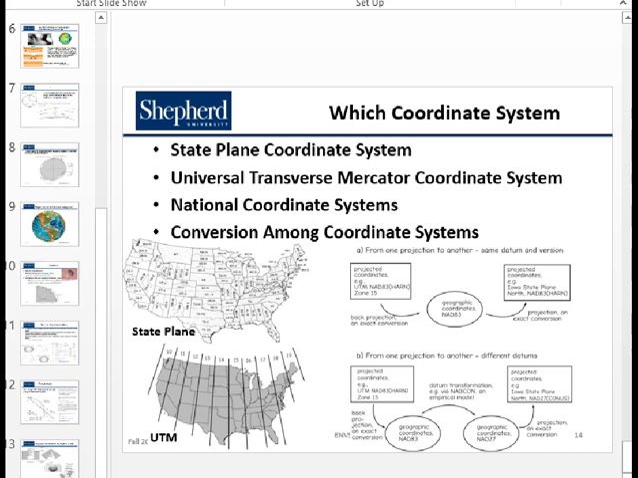Each state has one or more zones. Multiple state plane zones are used to limit distortion errors due to map projections. One state plane projection zone may suffice for small states. Larger states commonly require several zones, each with a different projection.